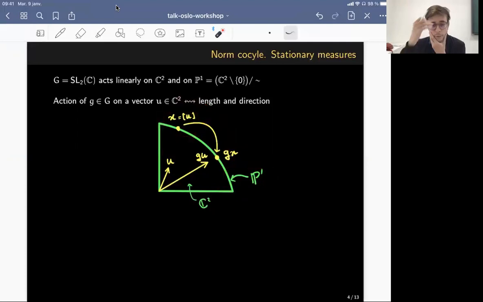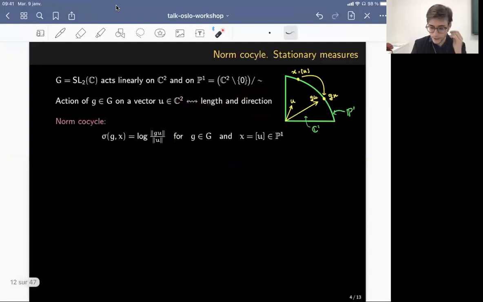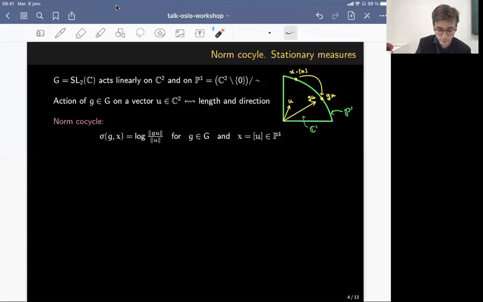First, some limit theorems for the lengths of vectors, and the second one, some results about the action on directions. To study the lengths, the main object that we need to look at is the following function, which is called the norm cocycle, which gives the relative dilation at a given direction. And we take the logarithm.